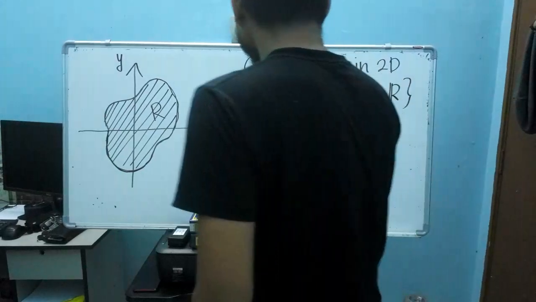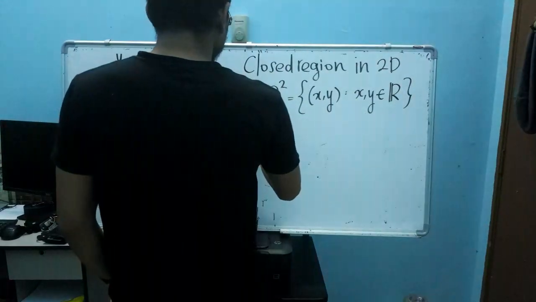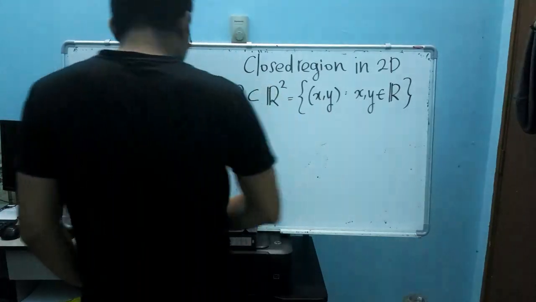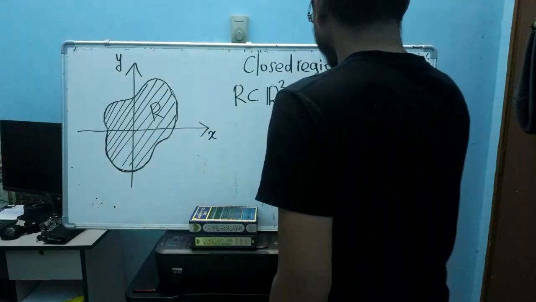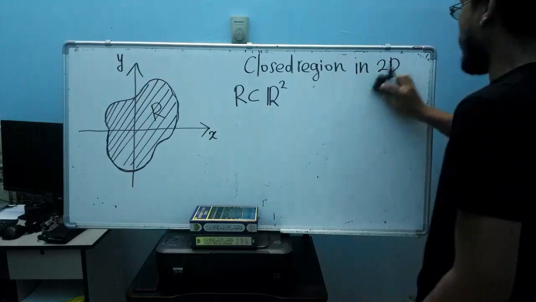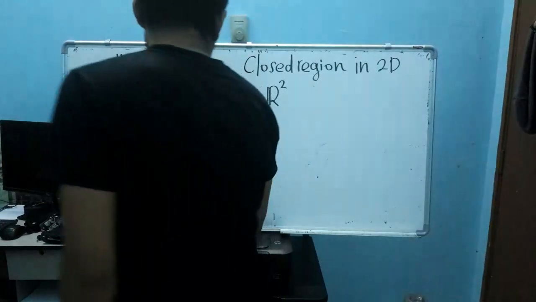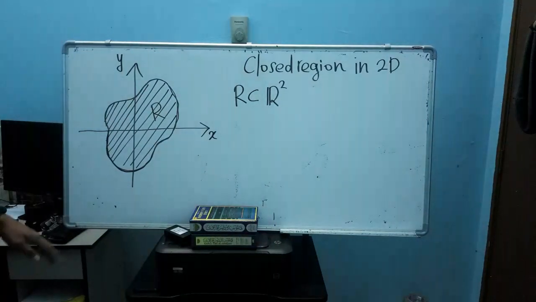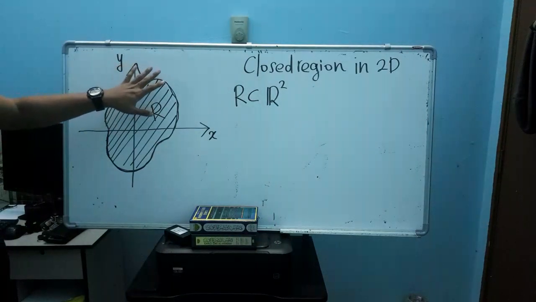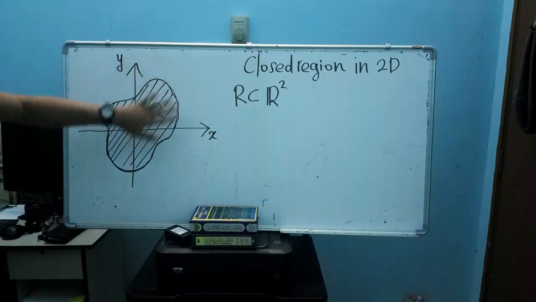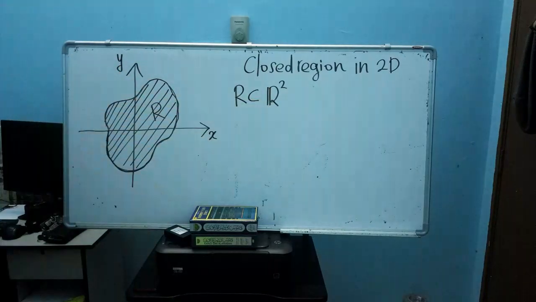Then I can say that my R here is a subset of R2. Of course, R being a subset of R2 means that R is somewhere in R2.